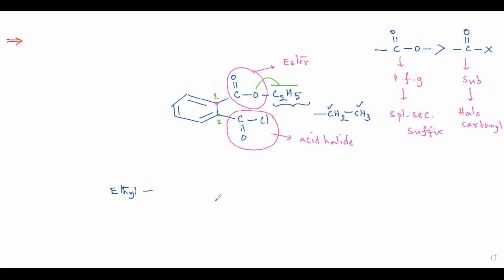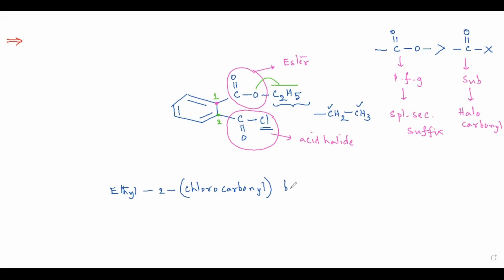Ethyl. Yes, I am done with that. Then at the second carbon, we have a substituent which is called halocarbonyl. And the halogen present here is chlorine. So let me call it 2-chlorocarbonyl in place of halocarbonyl. Ethyl 2-(chlorocarbonyl). You can put it in brackets.